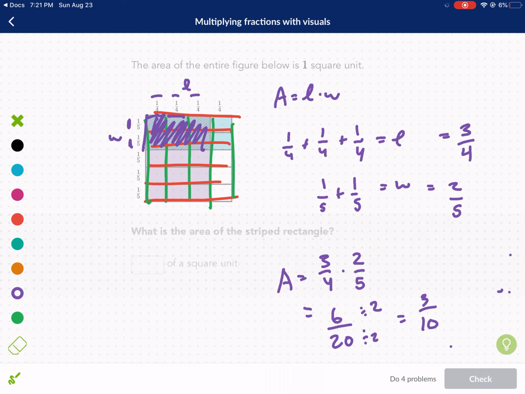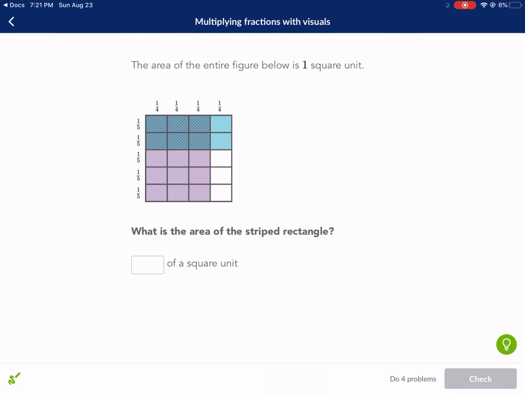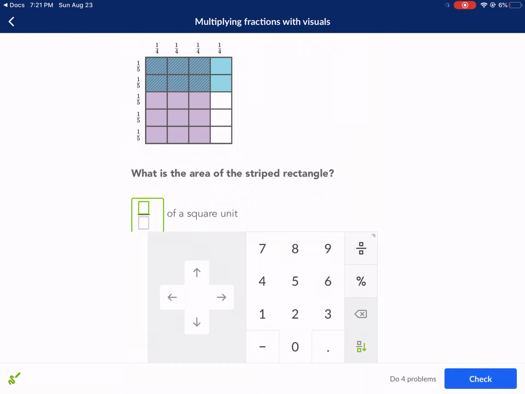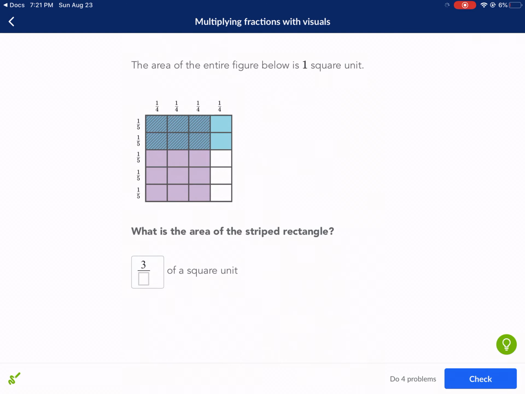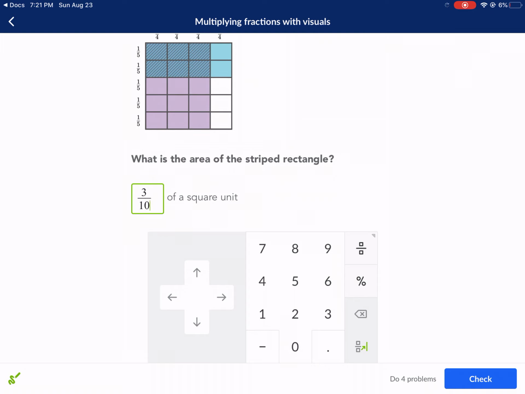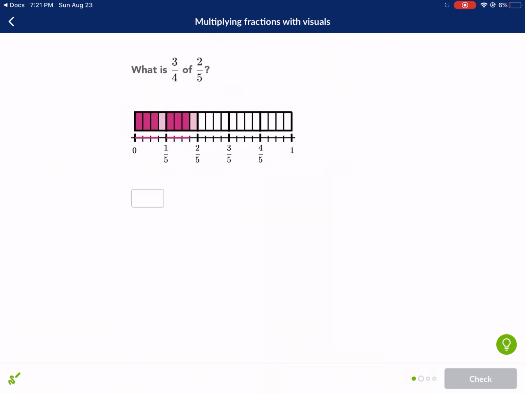So this is 3/10 of the whole thing. This is 30% of the whole chocolate bar. That's kind of good to know, don't you think? So this is 3 out of 10 of the whole chocolate bar, of the square unit, they say. 3/10 square unit. All right, next question.